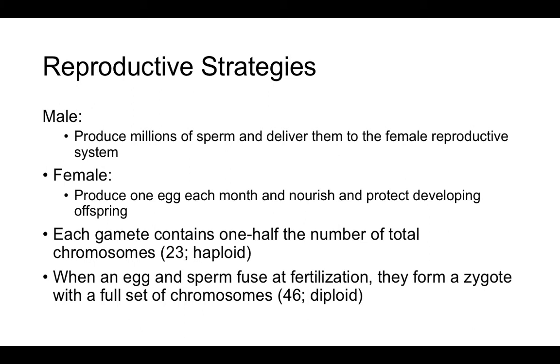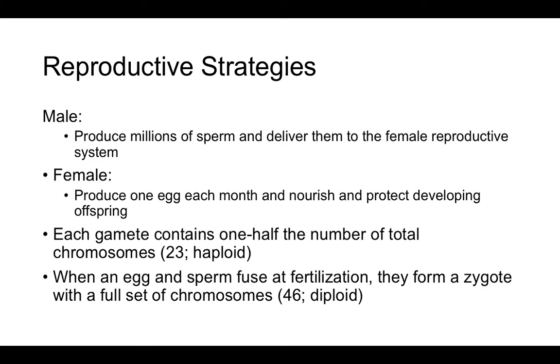So gametes, we talked about them in the previous slide. Each gamete contains 1/2 the total number of chromosomes. So in each of the cells, in all of your somatic cells, all of your other cells, aside from the eggs and sperm, they have 46 chromosomes. You get 1 set from your mom and 1 set from your dad. You get 23 from your mom and 23 from your dad. Now, when gametes are formed, they only have 23.